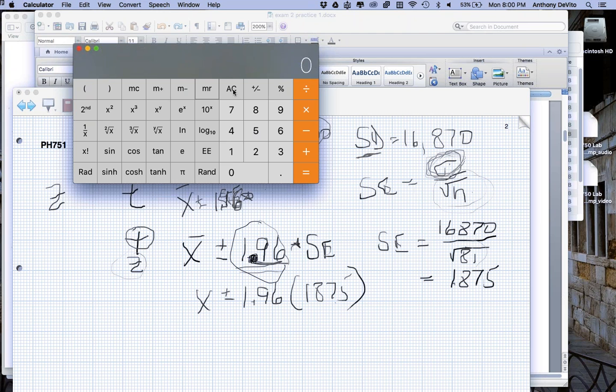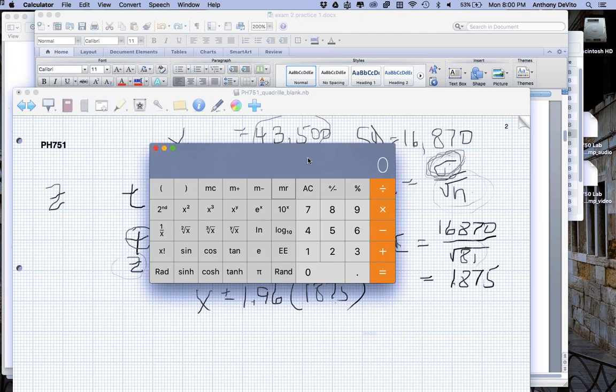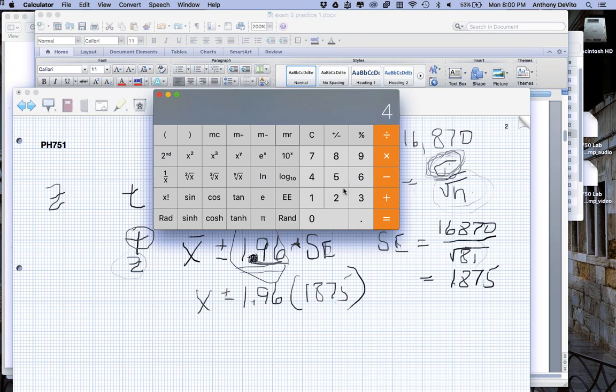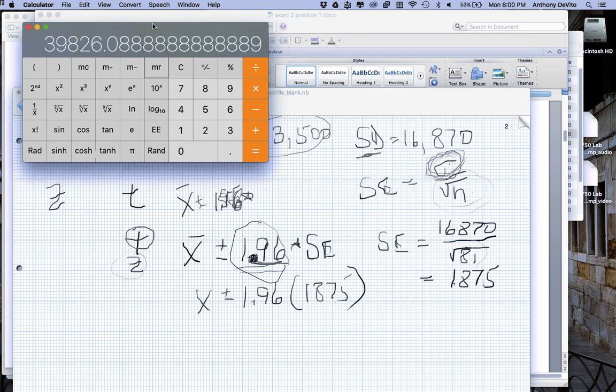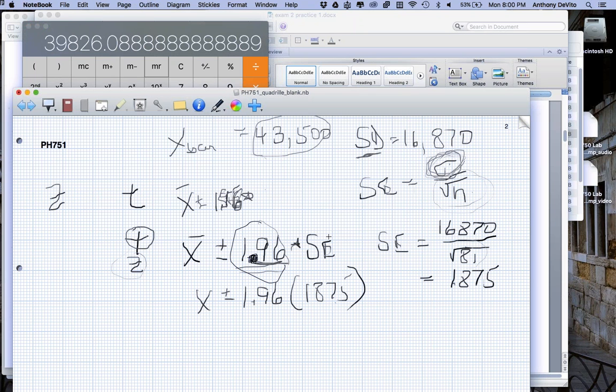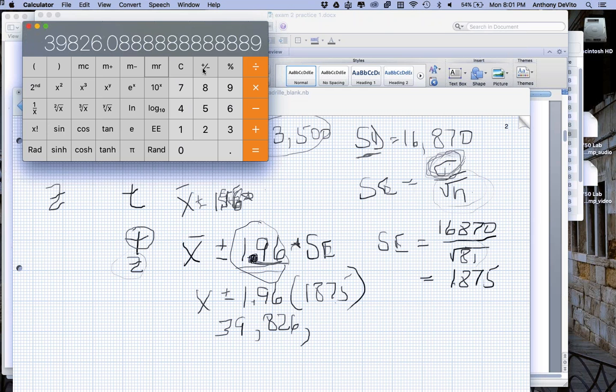Okay, so I'm going to add and subtract that from my mean. My mean again was 43,500, minus that value. So the lower end of my 95% confidence interval is 39,826.